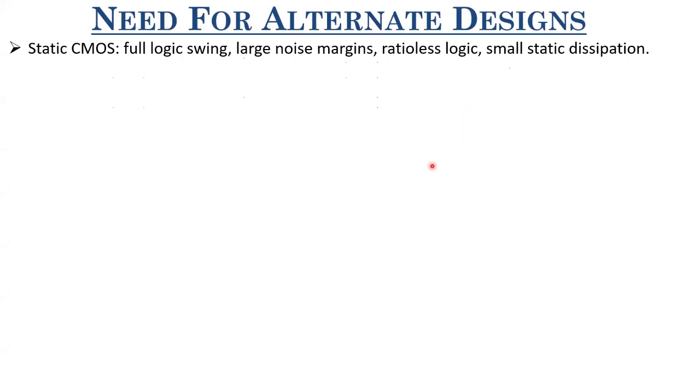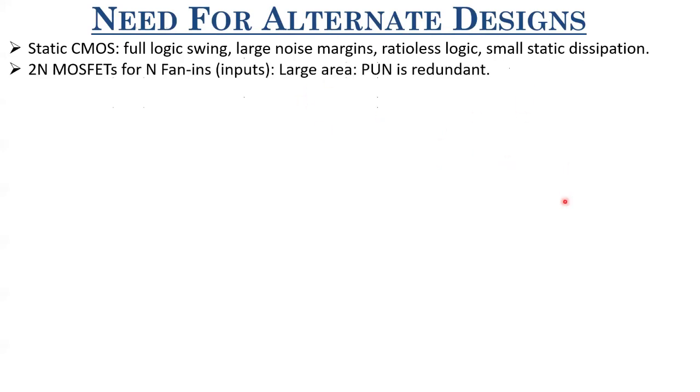Now, what are the disadvantages? So far I have been talking about the advantages. What are the disadvantages? For an N input design, we have to use 2N MOSFETs. So if we are using 2N MOSFETs, first, there's a large area. And you'll find out that this PUN is redundant. We can design our logic by using either the PDN or the PUN. So even if we have only one of those, we can easily realize the logic function, right?